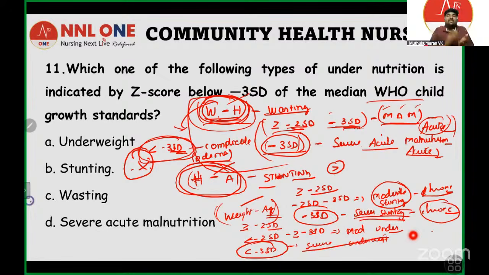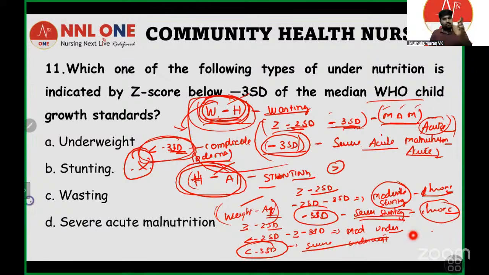Is it clear? Okay. See, three things you have to remember. Wasting comes under weight for height. When it is height for age, it is stunting. This is the important thing. When they talk about weight for age, then it is totally different. That is the underweight component. Why I am specifying moderate acute malnutrition and severe acute malnutrition is because you will get confused between acute and chronic.